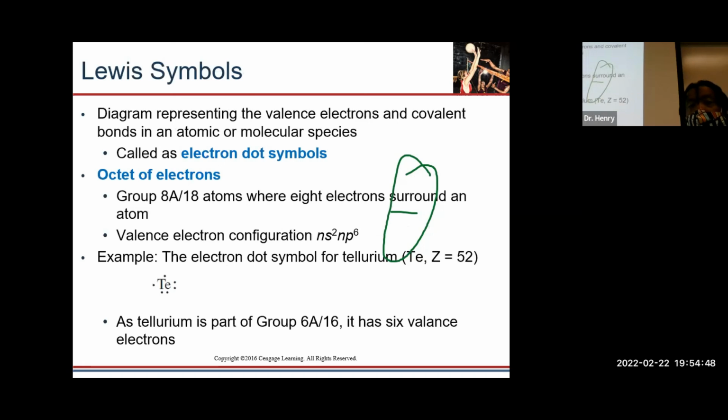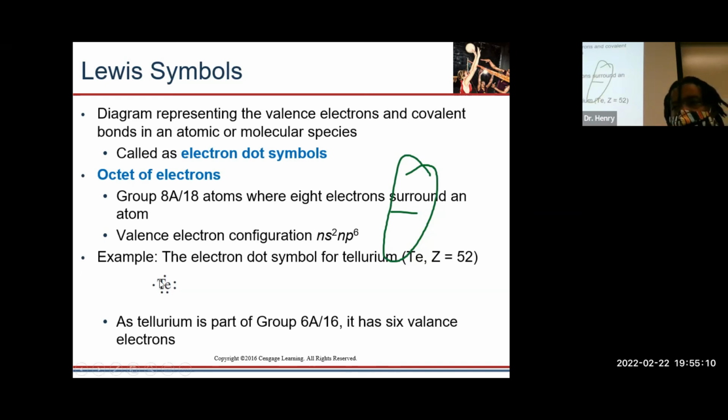Okay, so we talked about the Lewis symbol. Again, it just represents those valence electrons that we're able to use for the reactions. So for example, tellurium. How many valence electrons does tellurium have? It has 6. So then we'd have 6 dots around it.